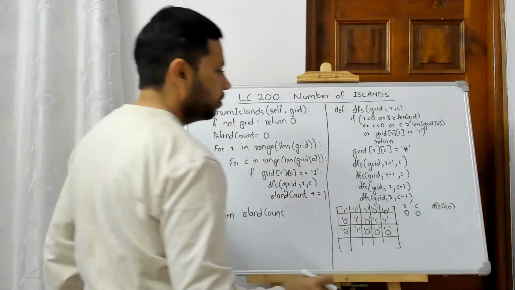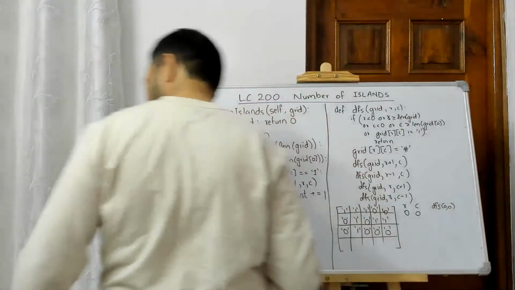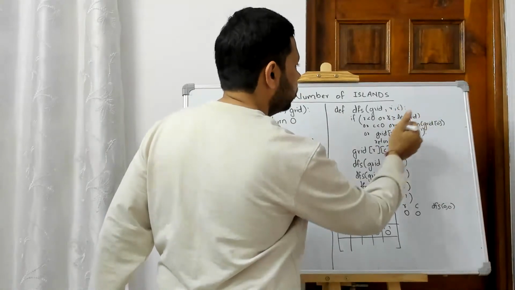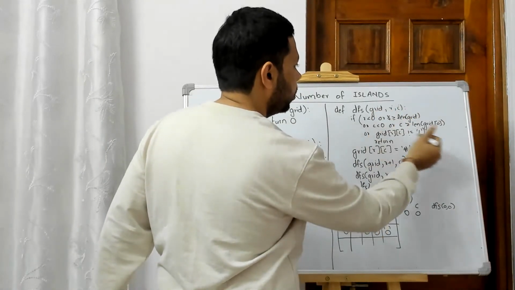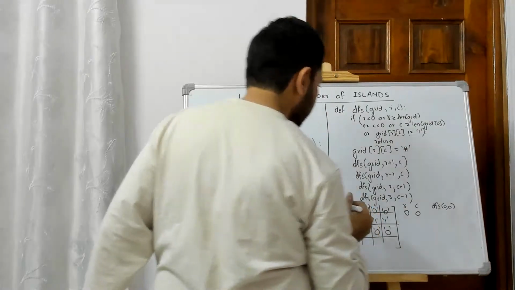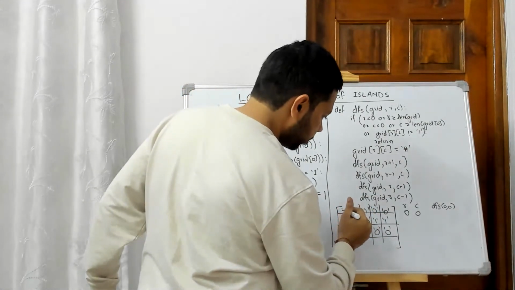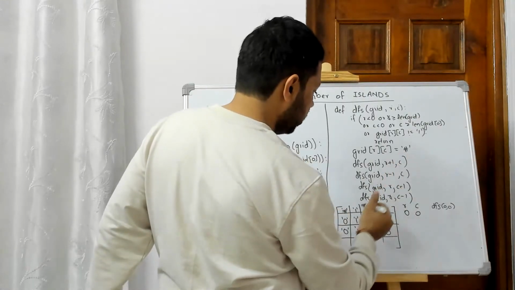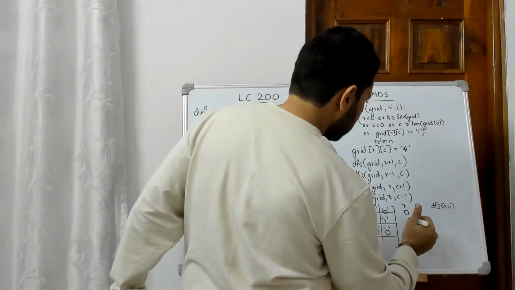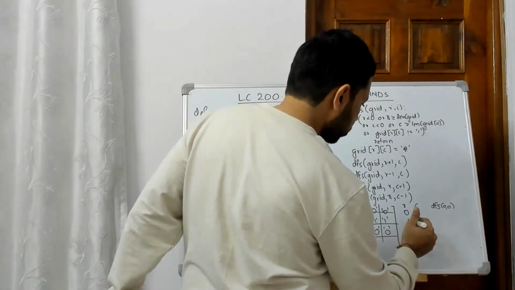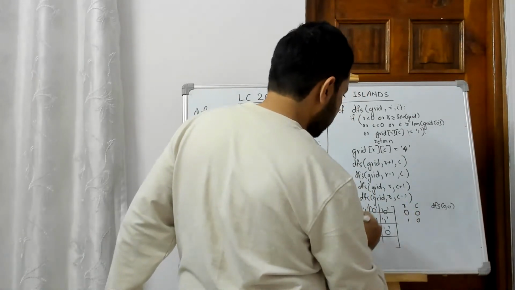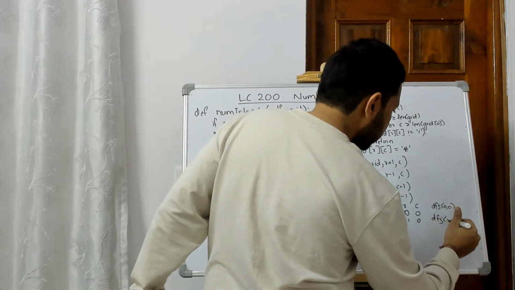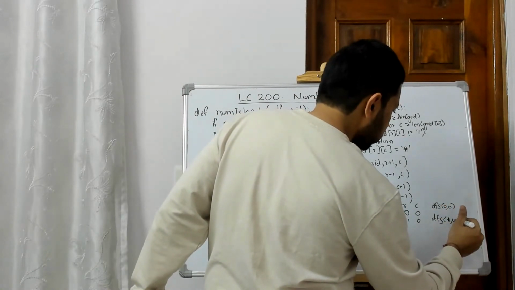When you do DFS of 0, 0, you come to this point. R is 0, C is 0, this condition does not hold. So what you do is you set this value as hash, okay, and then you go to R plus 1, C, which is this point 1, 0. In R plus 1, C, you do DFS of 1 comma 0.